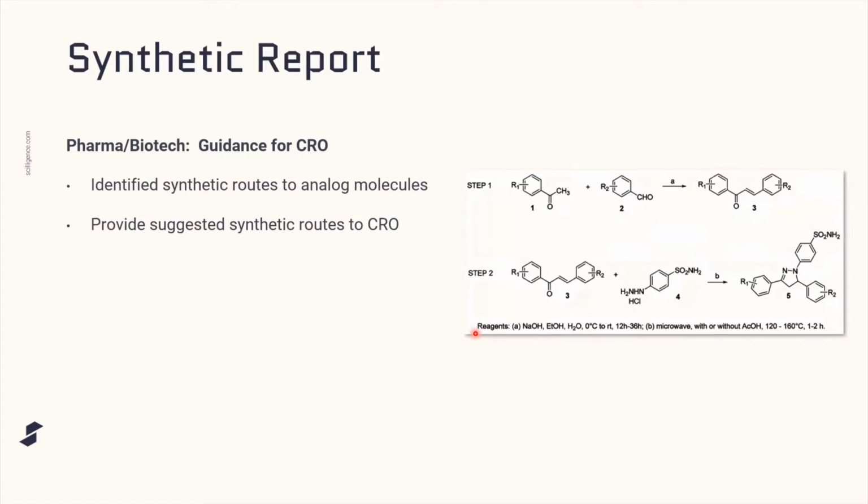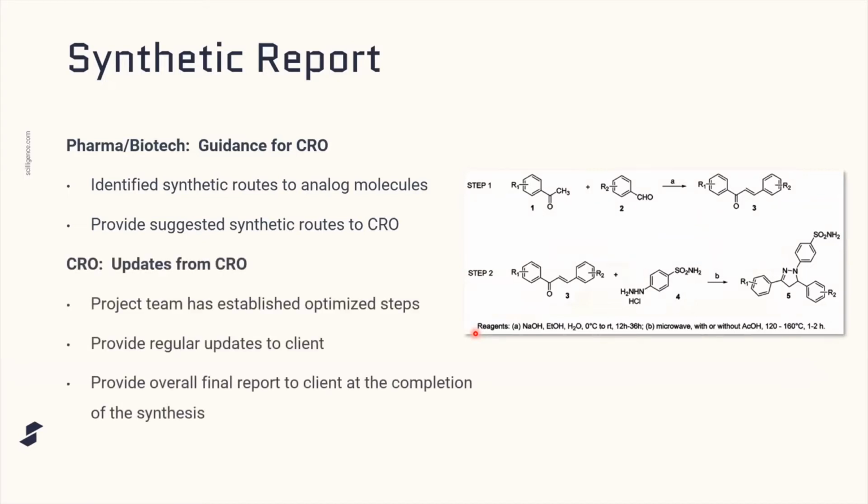Often these days, companies work with CROs. And so you can write a report to send to your CRO to suggest synthetic routes to them based on your knowledge of internal chemistry that you may have already done. And also the CRO itself is going to provide reports back to the biotech or pharma. And once their team has established an optimized route with optimized steps, they are going to provide regular updates to the client, and at the end of the synthesis, provide an overall final report back to their customer.